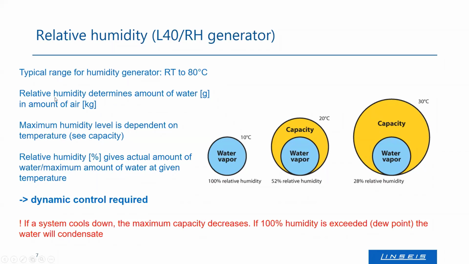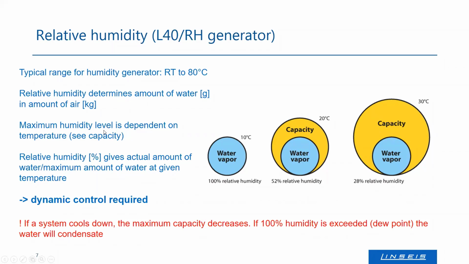To define relative humidity, you have to know what it means. Relative humidity means the amount of water in grams that is dissolved in an amount of air, atmosphere or any gas, in kilograms. So grams of water per kilogram of atmosphere is the degree of humidity. Now the tricky thing is that the maximum humidity level that can be within an atmosphere depends on the temperature. It's the so-called capacity.